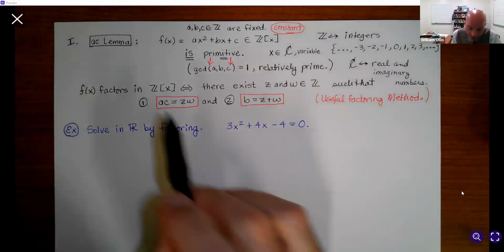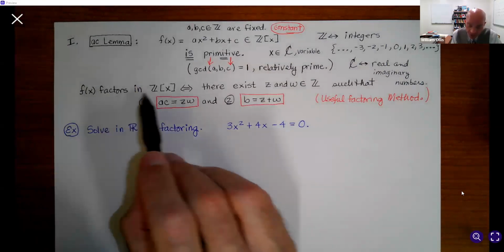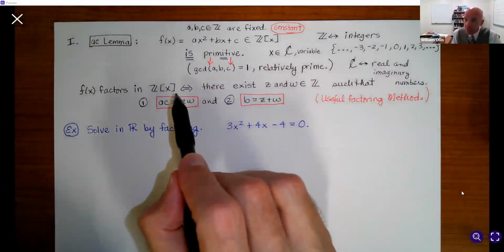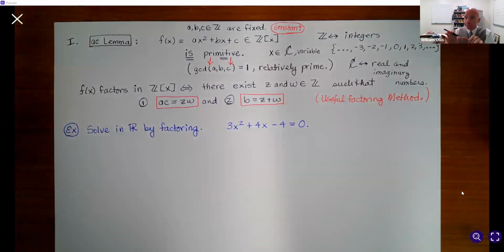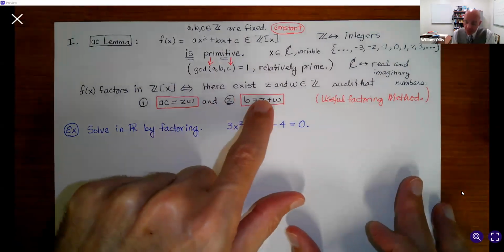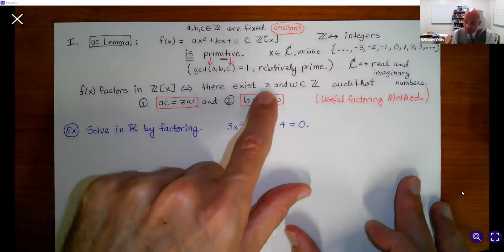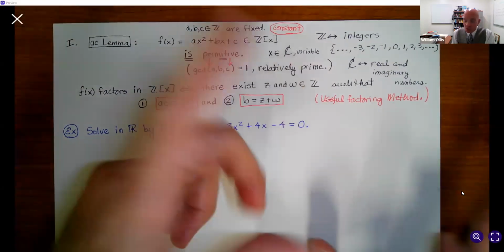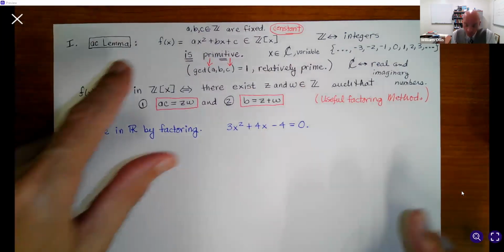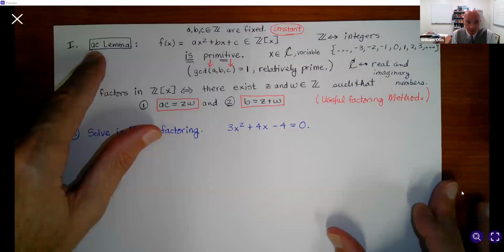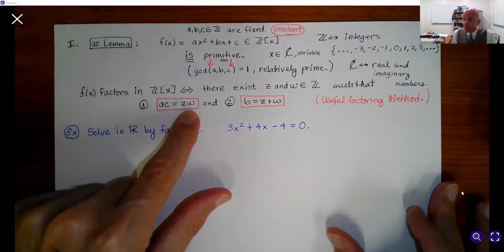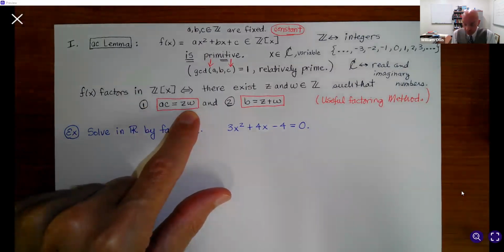So what we have is f factors in the integers. That is, we can factor this quadratic as the product of two first-degree polynomials if and only if we have the existence of two integers, and I'm going to call them z and w. Use any letters you like, but I have used z and w, such that when we multiply AC, that's where the AC part of the lemma comes from, we find that AC is equal to the product ZW.